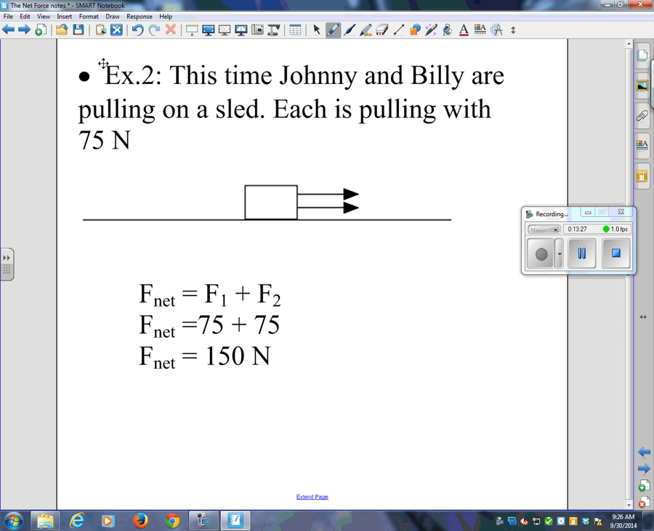This time they're pulling in the same direction. So we're not going to subtract, we're going to add. The forces are in the same direction, so of course we are not going to subtract, right? Pretty simple. I'm just showing you how to solve a net force problem here. Could we label this as FB and FJ, Billy and Johnny? Absolutely.